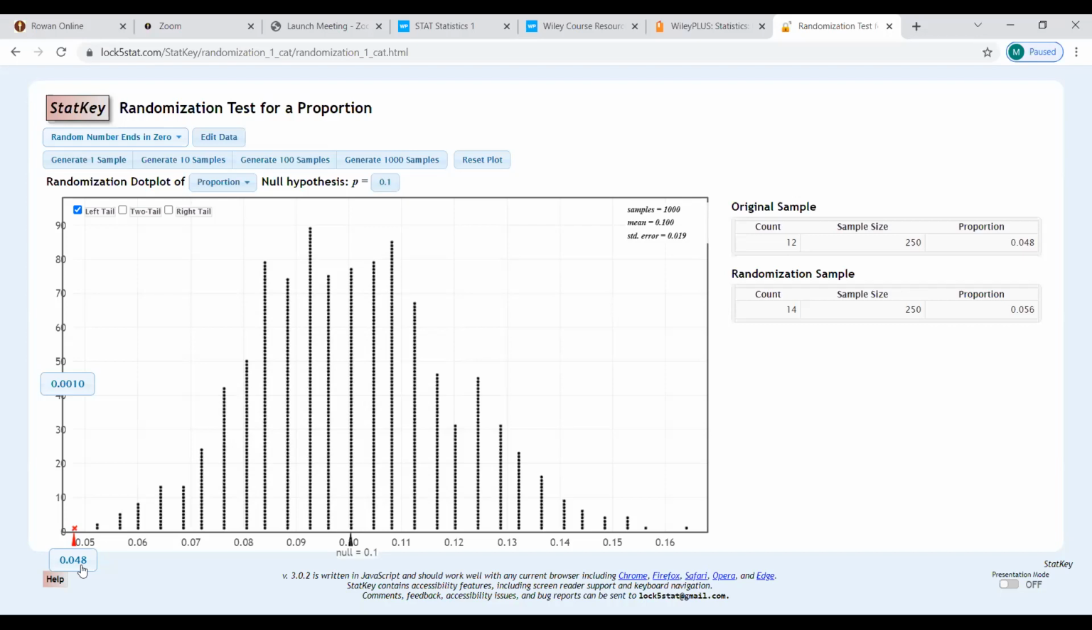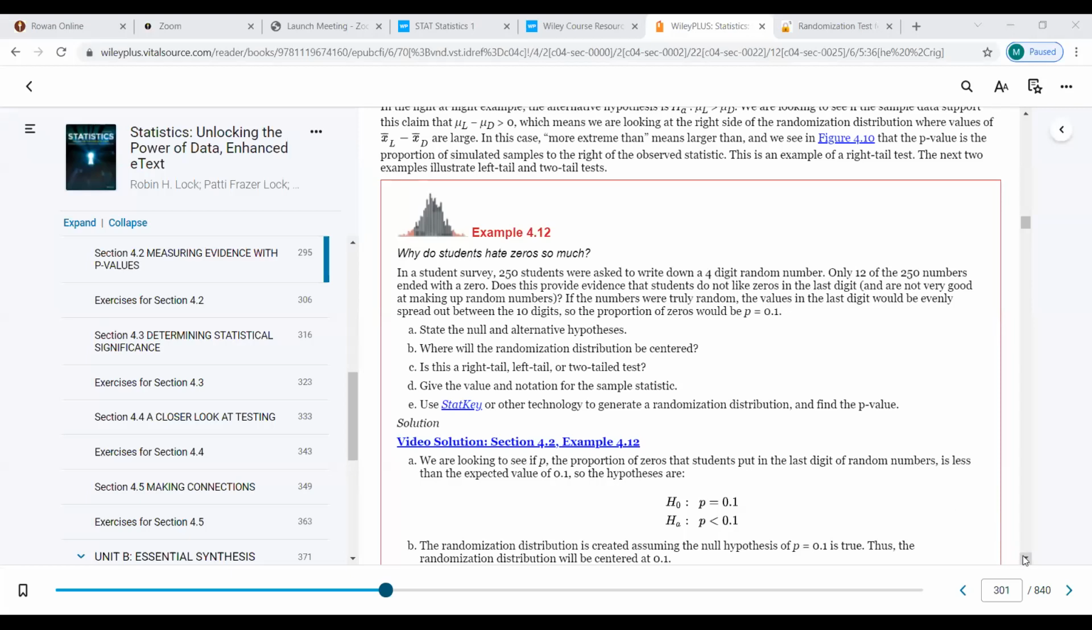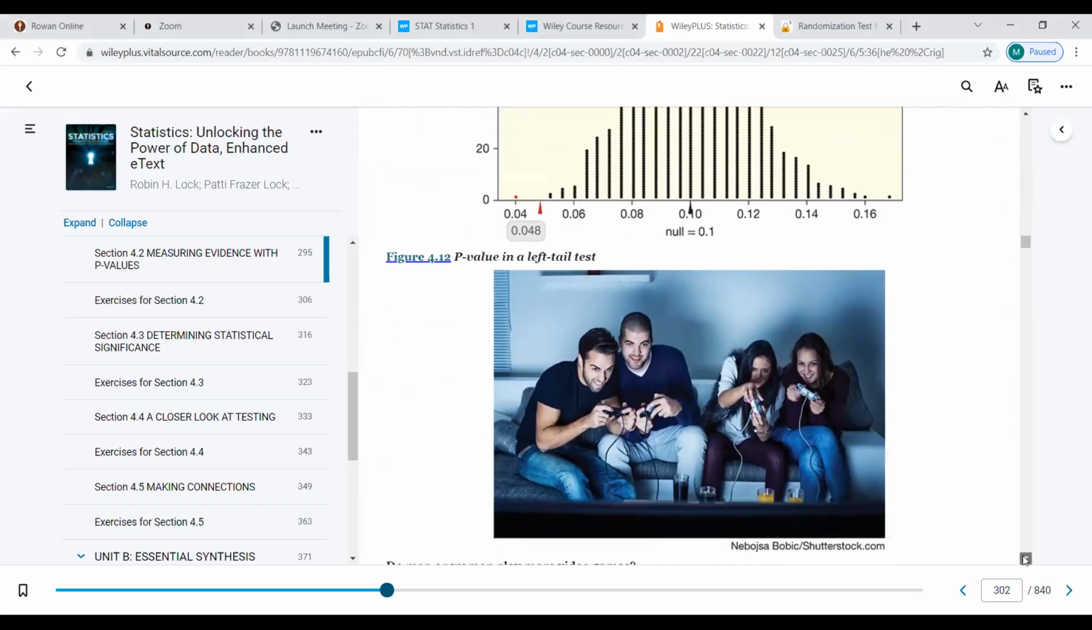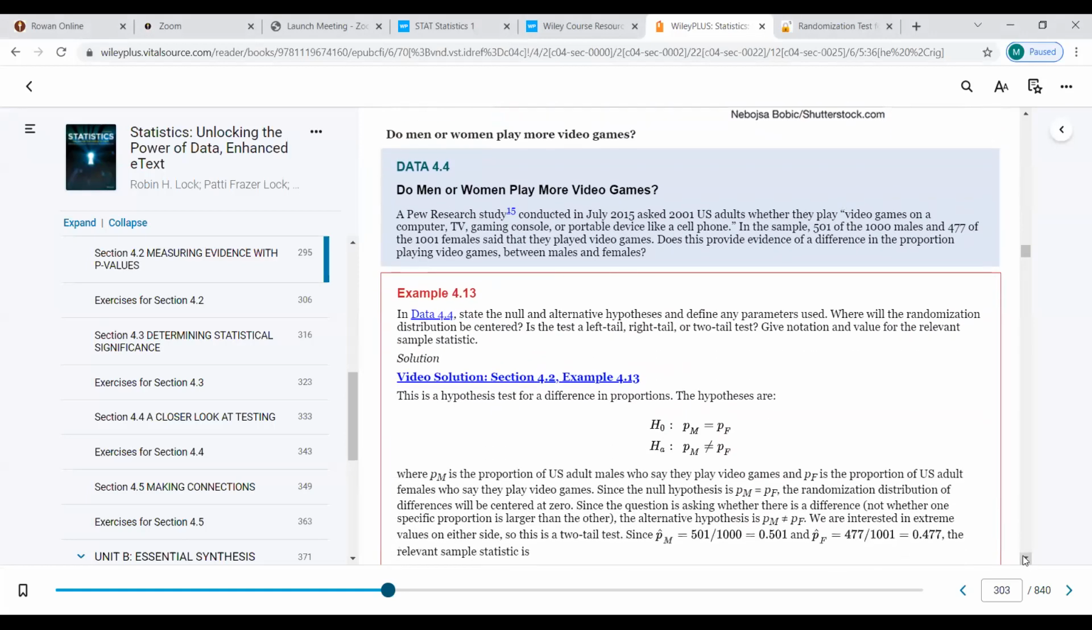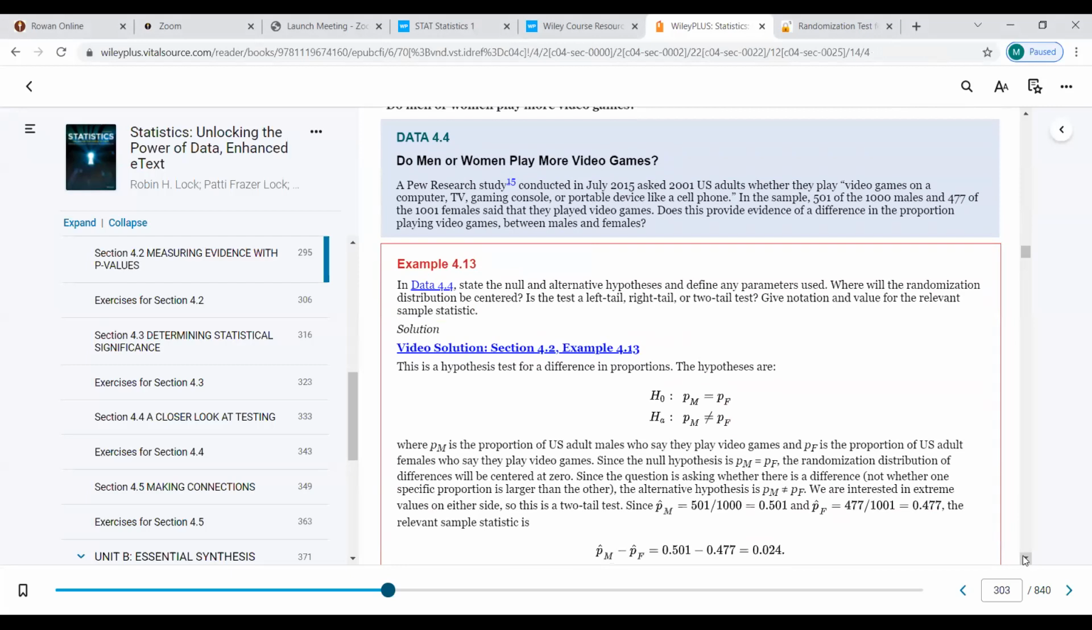I want to also show you an example of a two-tailed test before we get to our next section, which is section 4.3. So once again, give me a second here. Stop sharing. And we'll go back to the book. All right, so let's find an example of what's called a two-tailed test where the alternative hypothesis has not equal to. Well, here's one right here. All right. So let's read it.